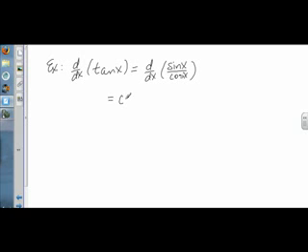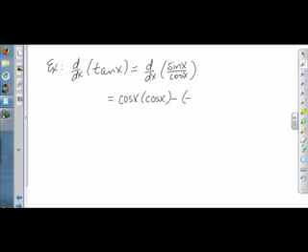Then apply the quotient rule. Bottom function times the derivative of the top function minus the derivative of the top. No, backwards, sorry, I'm wrong. Erase, erase. Okay, bottom times derivative of top minus the derivative of the bottom times the top, all divided by the bottom function squared.